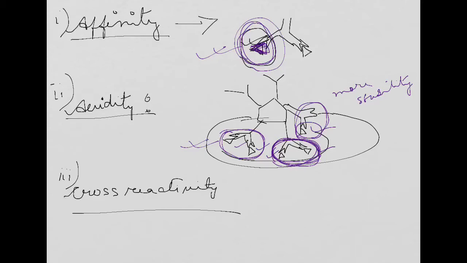Avidity is of great significance because this stable antigen antibody complex formed will now be eliminated from the body more efficiently. Now comes the term cross-reactivity. Cross-reactivity means the ability of an antibody to react with similar epitopes on different antigens. That means an antibody specific for a particular antigen can also bind sometimes to an antigen molecule which has similar epitopes or epitopic region.